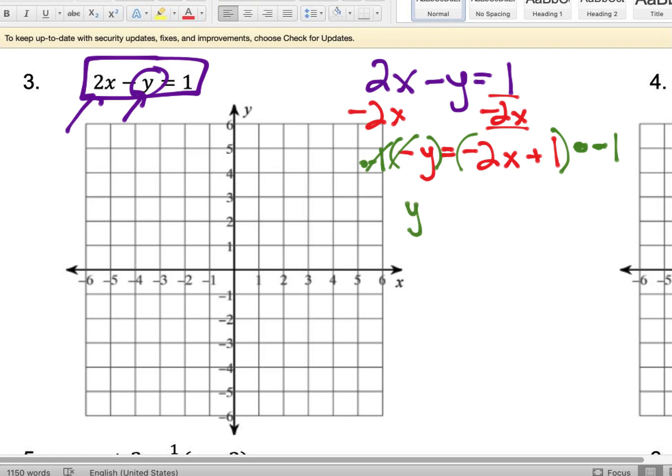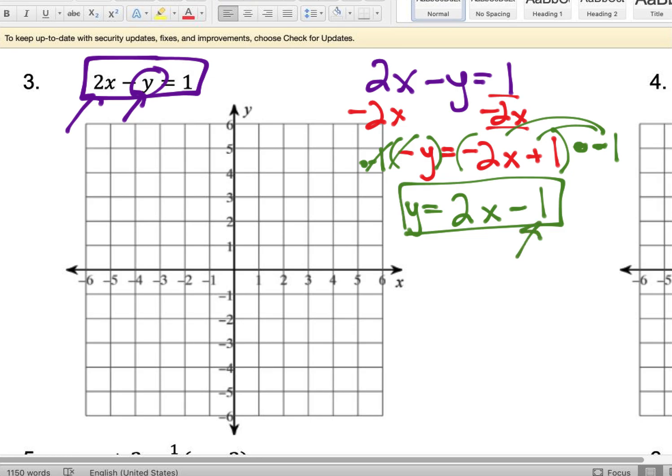I'll get y equals, the -1 is going to have to distribute here. So you're going to get 2x minus 1, right? So now we have slope-intercept form. My y-intercept is -1. So there's my y-intercept. My slope is 2. So I'm going to say up 2, right 1. Or if I want, I could say down 2, left 1. That's okay too. Doesn't matter. Once I have my two points, I just connect them, and then I'm done, right?